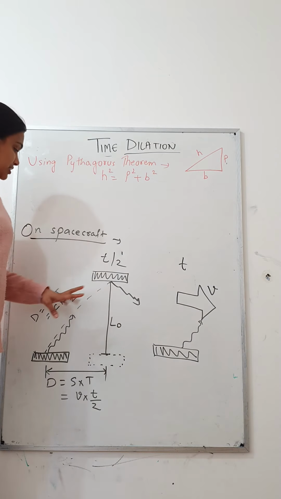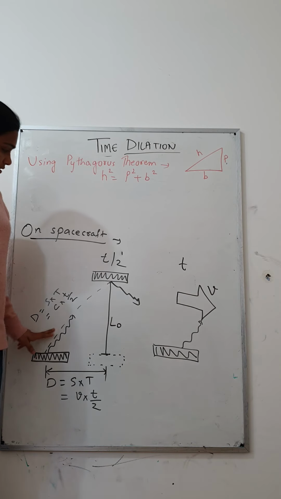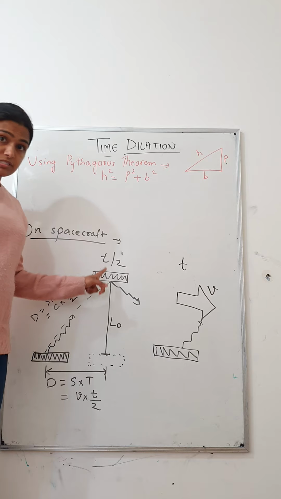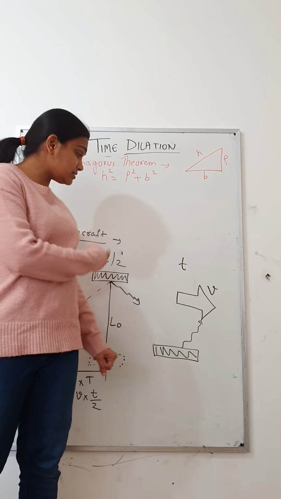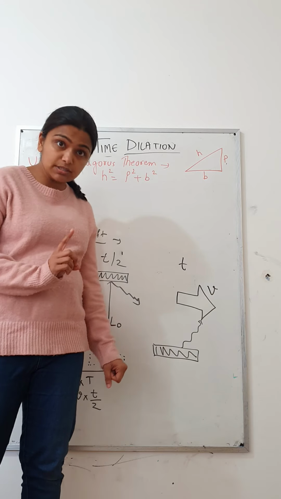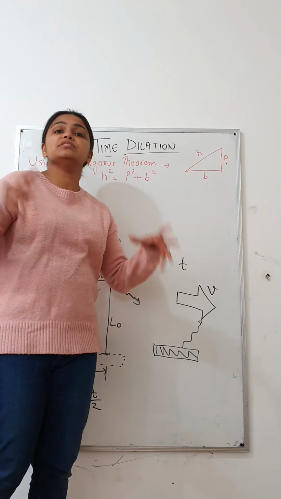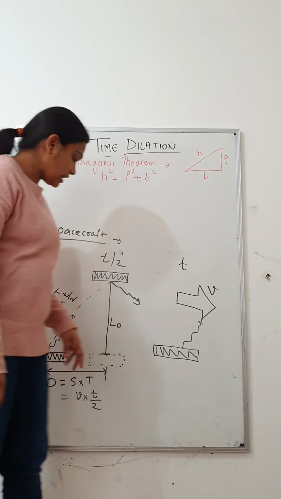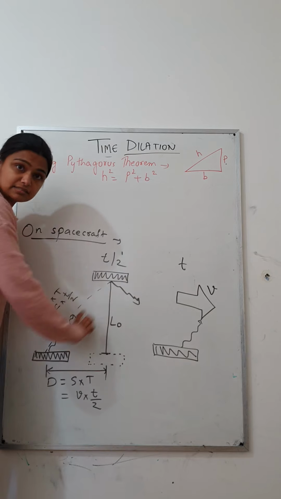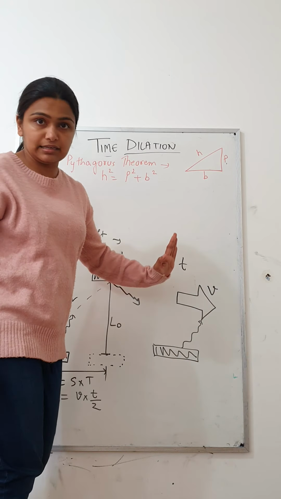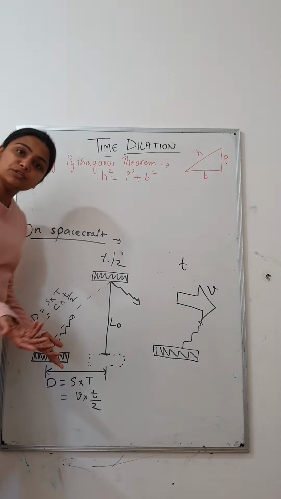Continuing with the derivation. When the light reaches the upper mirror the first time, the time will be T by 2. We will not use T0 because this is the dilated time, not the proper time. And let's say V is the velocity with which the spacecraft is moving. So what I have done here, to find out the distance that the light has traveled diagonally or in a zigzag manner, distance equals speed into time.